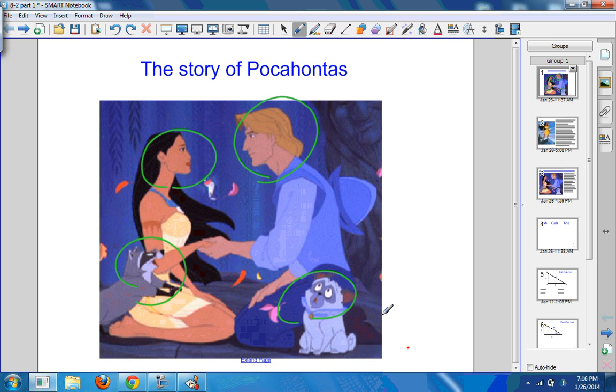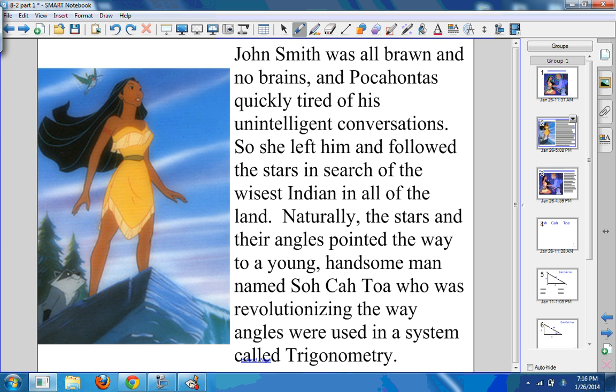I want to tell you guys a true story of Pocahontas. So here goes. John Smith was all brawn and no brains, and Pocahontas quickly tired of his unintelligent conversations. So she left him and followed the stars in search of the wisest Indian in all the land. Naturally, the stars and their angles pointed the way to a young, handsome man named Sokotoa, who was revolutionizing the way angles were used in a system called trigonometry. Very exciting stuff.